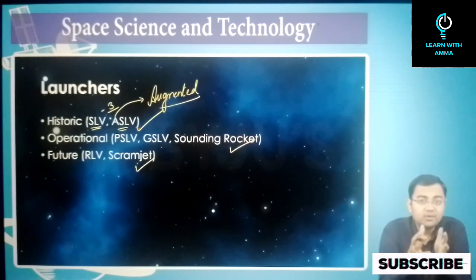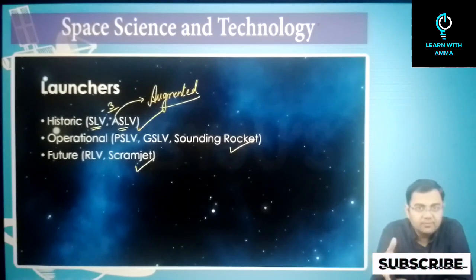SLV3 was the very first launcher when we started to develop our own capacity to launch a satellite. Before SLV3, the satellites that we launched were usually launched from Russia. For example, Aryabhatta was a satellite that we launched in 1975, and it was launched from Russia and not from India. So SLV3 became our very first launch vehicle.